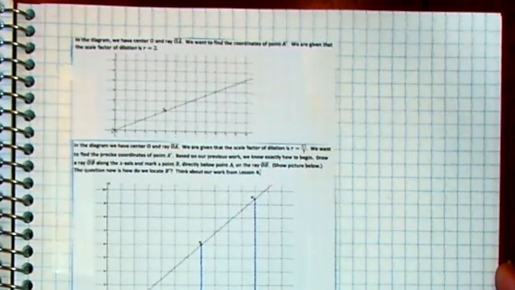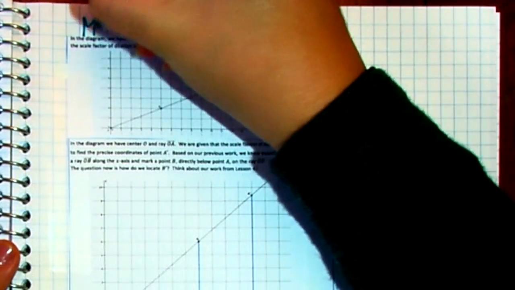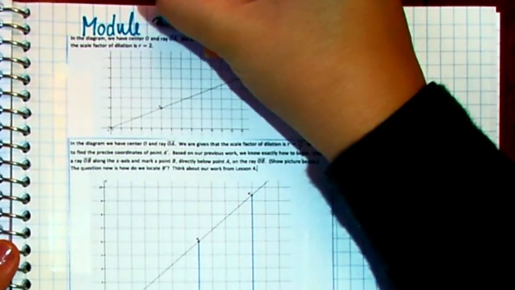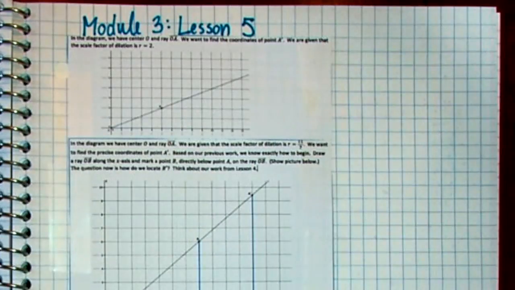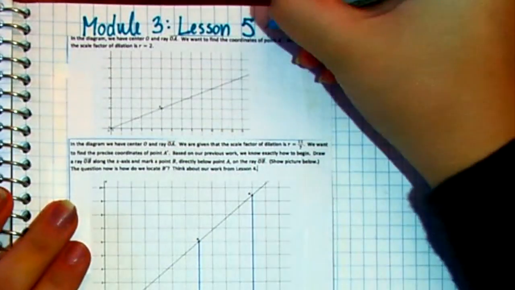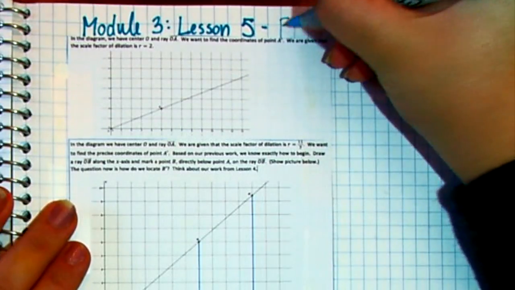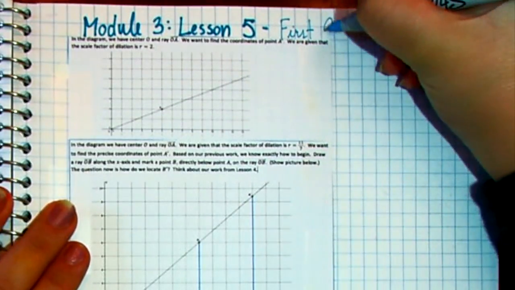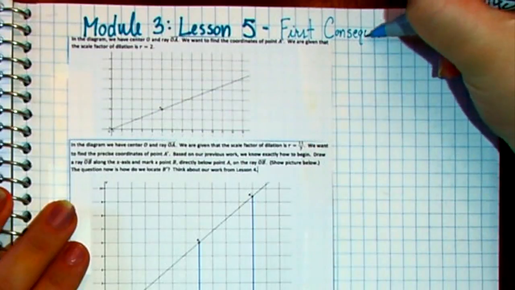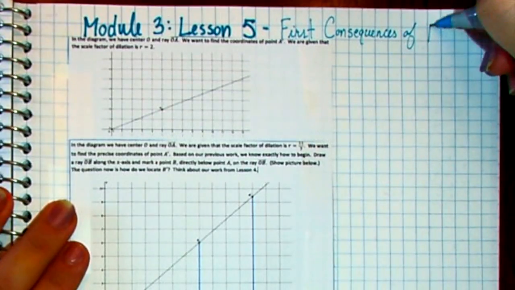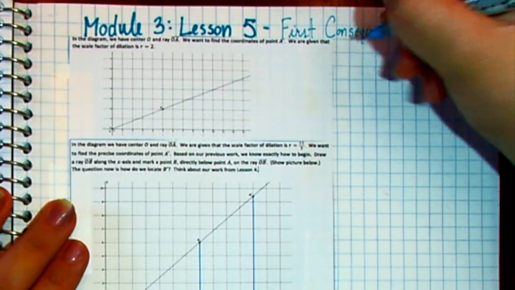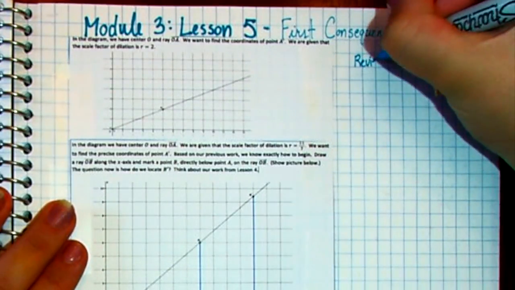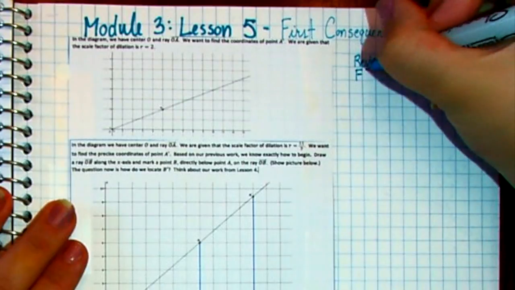And while you're writing this down, pay attention to where the cutout problems are taped into my notebook. I've got one at the top that says, in the diagram we have a center O and a ray OA. And directly underneath that I have another one that says, in the diagram we have a center O and a ray OA again. So I've got that first cutout with the diagonal line going up and the second with the two parallel lines below as well.